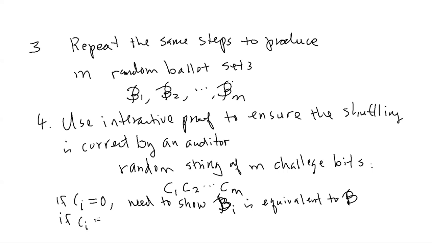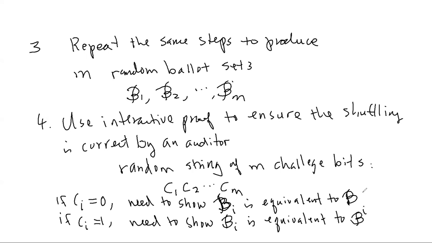if C_I is equal to 1, it needs to show B_I is equivalent to B_I pi. Oops, pi, sorry. Okay, so this is an interactive proof system. If all the trustee parties are honest, of course, this will not be hard. They just need to remove the re-encryption by providing the random values used in the re-encryption to the auditor, so the auditor can make that verification.